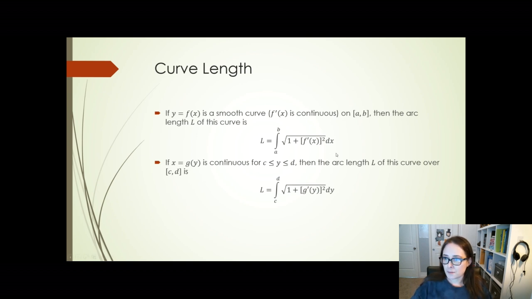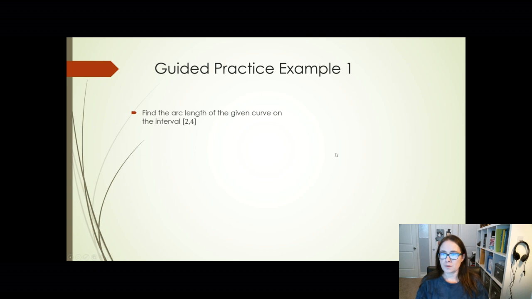Okay, so let's do an example with this. We want to find the arc length of the given curve on the interval from 2 to 4. So I've got x equals y to the 5th over 5 plus 1 over 12y cubed. Now it's solved for x here, which makes me think I should probably be integrating with respect to y. You can always check the graph if you're not sure, to see exactly what it looks like.